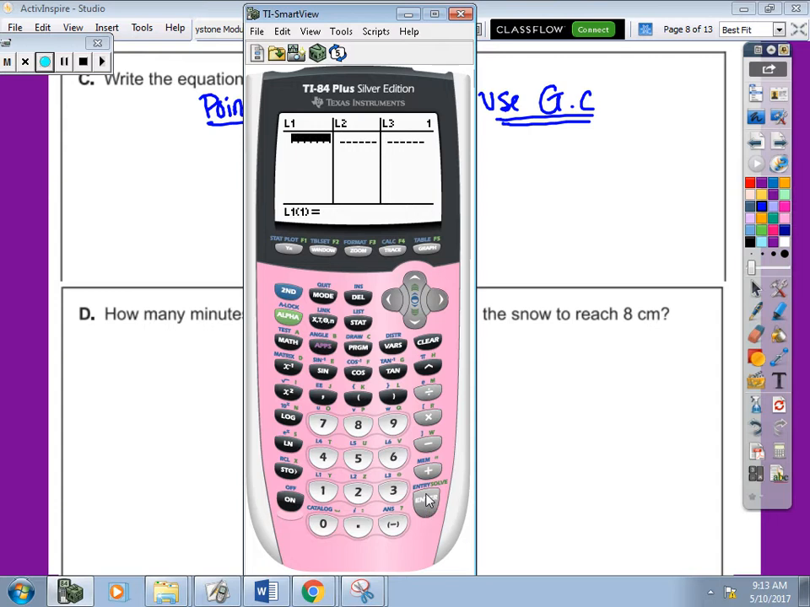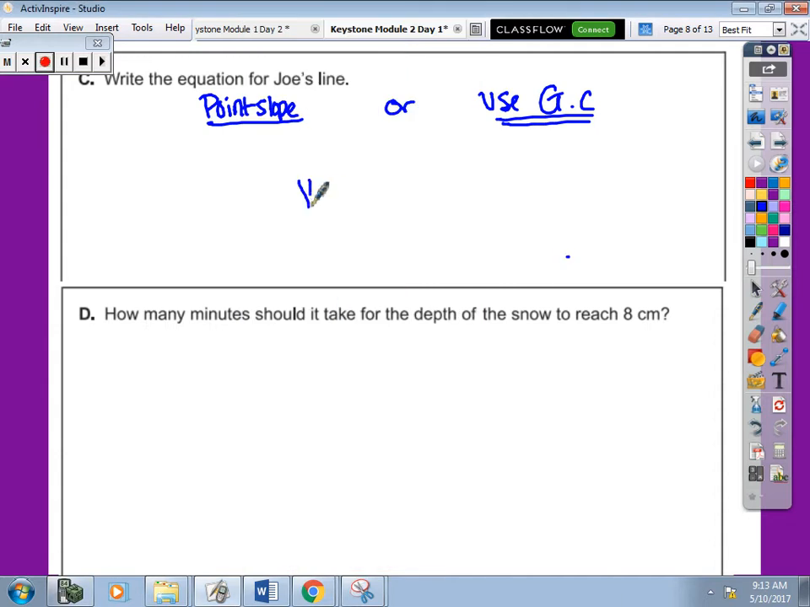I forget what my points are now. 2, 4, 10 and 2. 10 and 2. Stat, calculate, option 4, and enter, and we get our answer, which is y equals 0.08x plus 1.2.